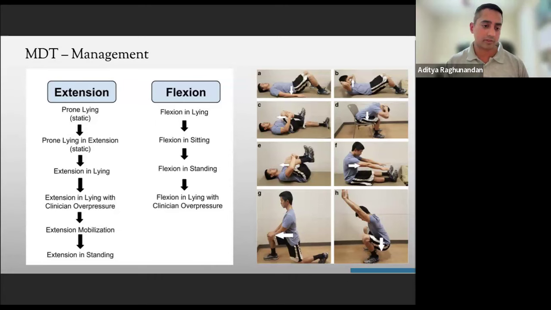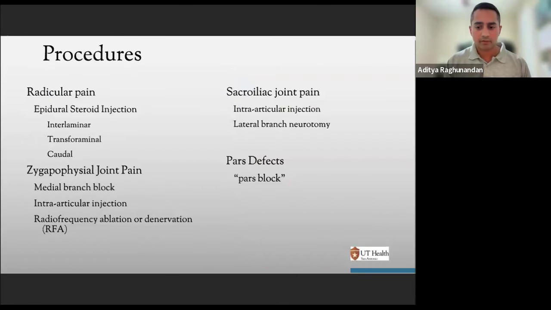So mechanical diagnosis and treatment is the highest level of evidence for patients with spine pathology. So think about direction preference and then put them into one of these programs. As far as procedures, I'm not going to dive into details of all of these procedures, but big picture, these are some things to think about.